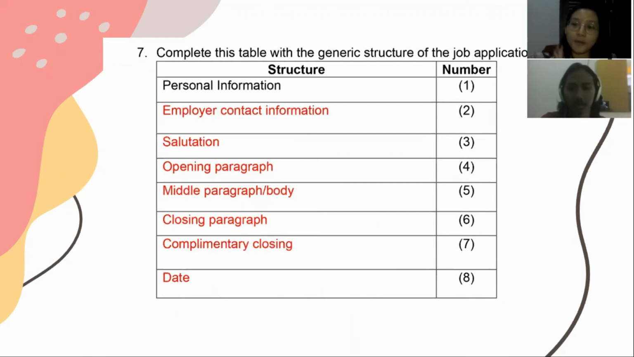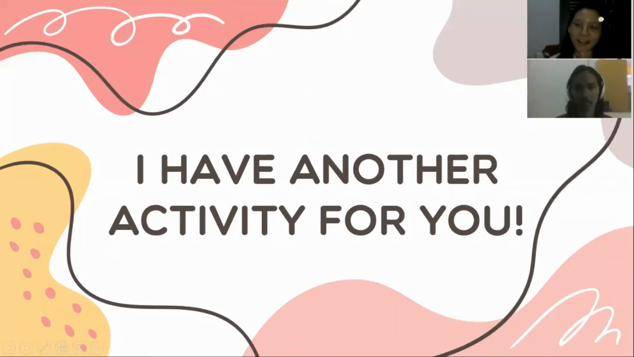There are numbers right beside it, like what I have explained earlier. After the personal information, there is information about the contact. Number two is the employer's contact information, and then there's a salutation, opening paragraph, the middle one or the body, the complimentary closing, and also a date. Okay, class, very well done. You all managed to answer the questions correctly.